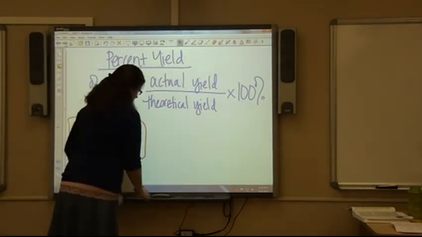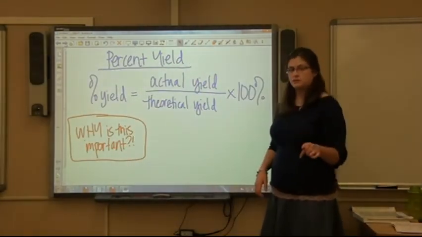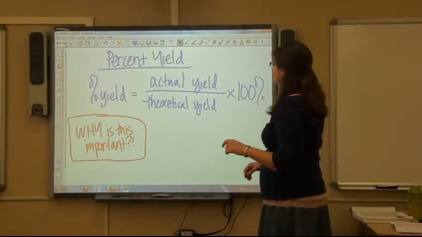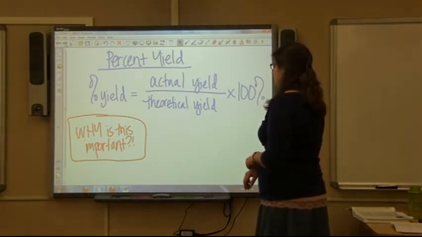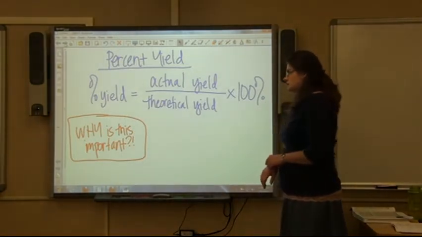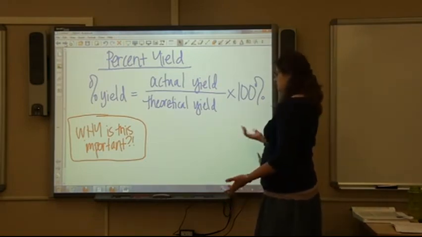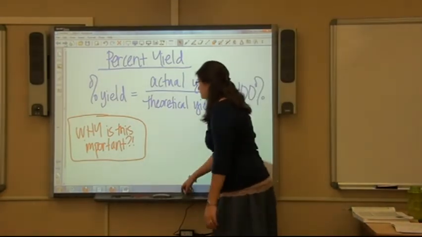Okay, I misordered my slides a little bit. I'll fix that for you when I post the notes on Joule. Okay, so let's talk a little bit about percent yield. Percent yield is the actual yield divided by the theoretical yield times 100%. Very simple formula. Let's talk about what all this stuff means.